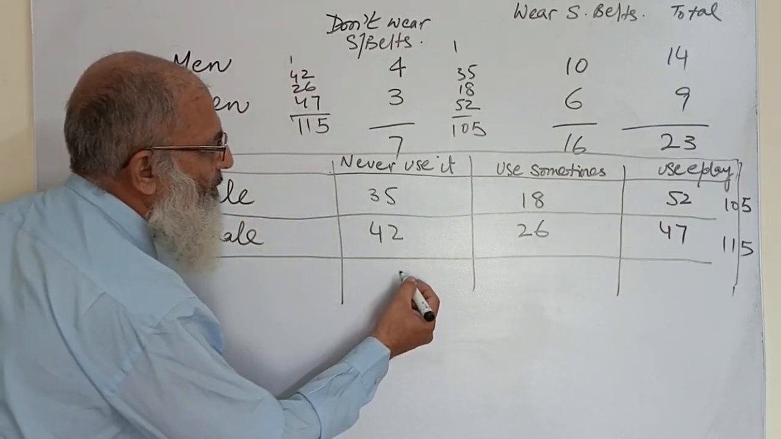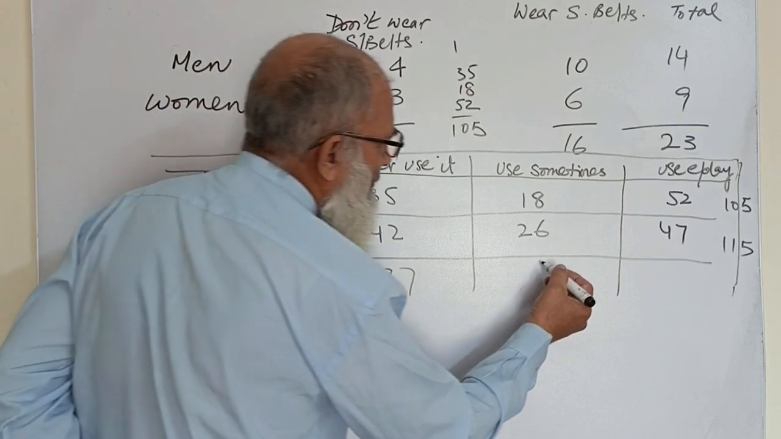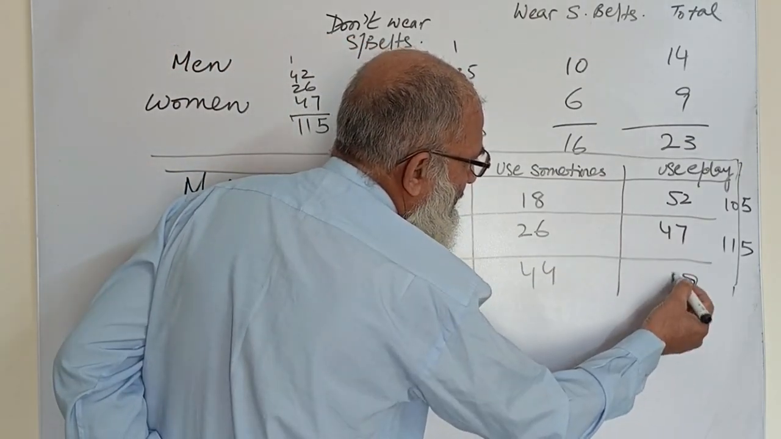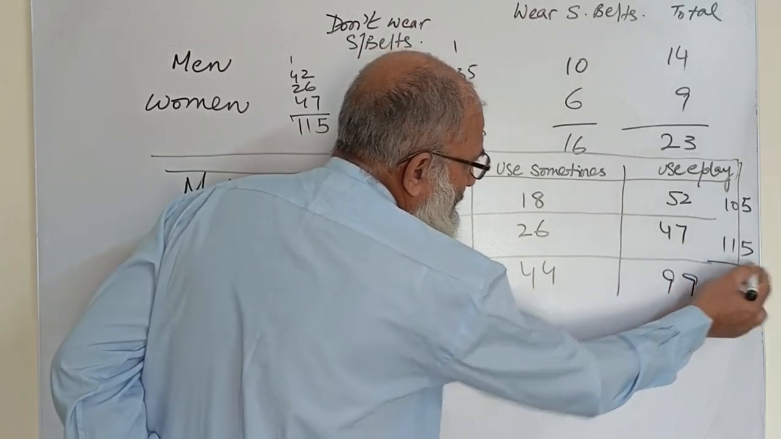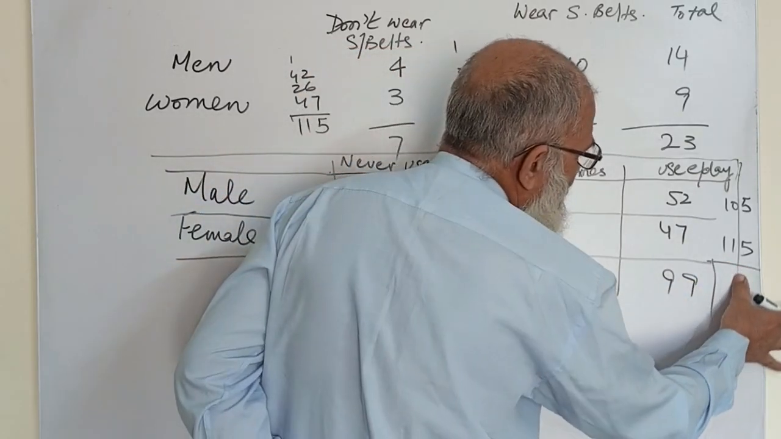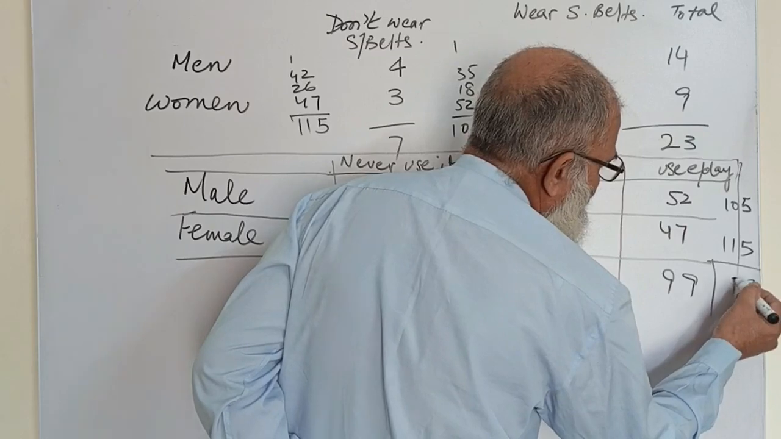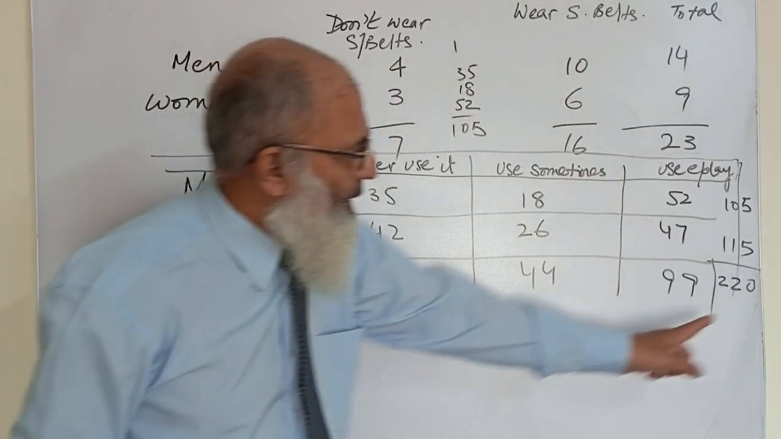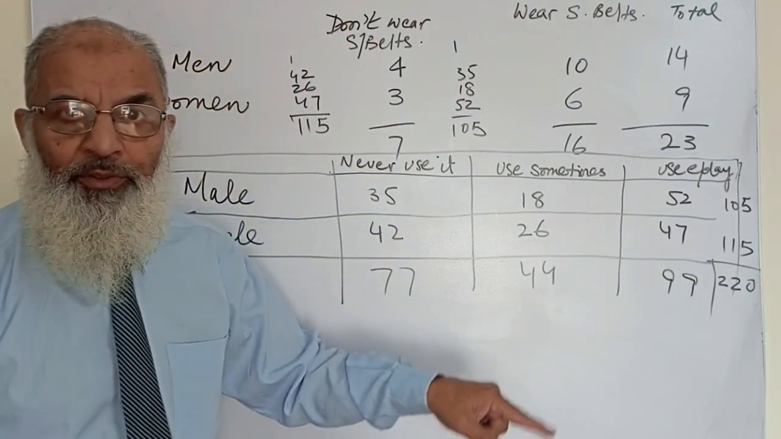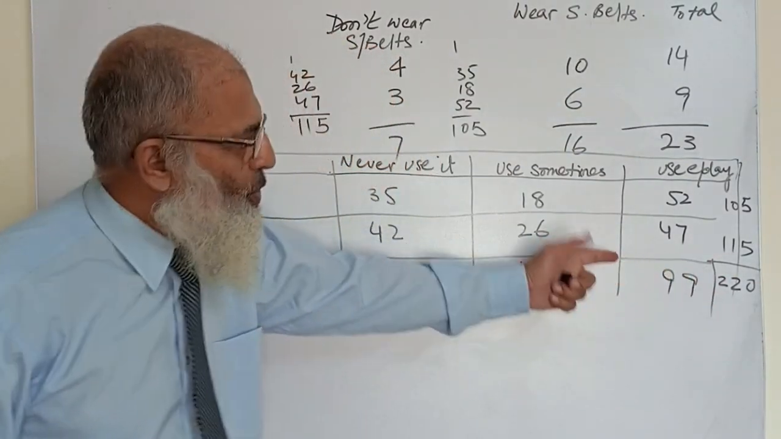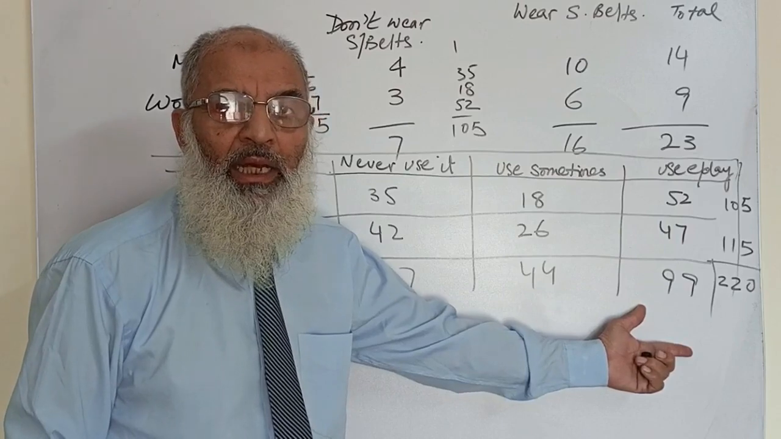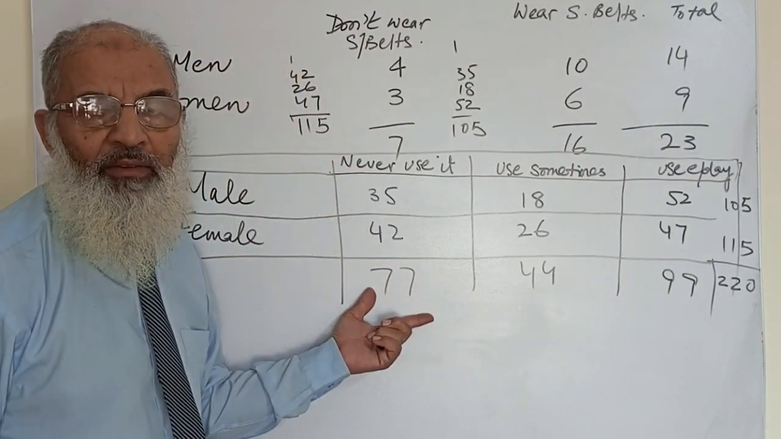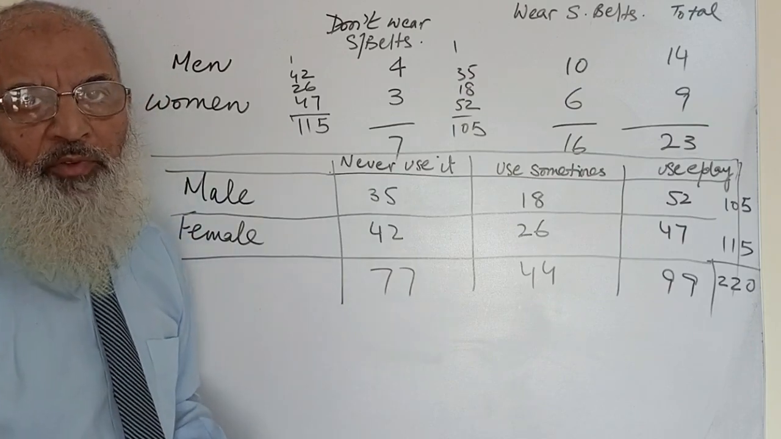And you can also have a total row over here, and it should be equal to this total as well. Now this is 220. There are 220 male and female students in total, out of which 99 are using it every day and never using are 77. You can make a lot of questions from this table.